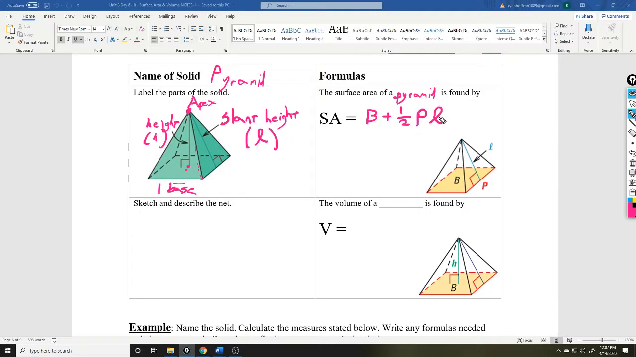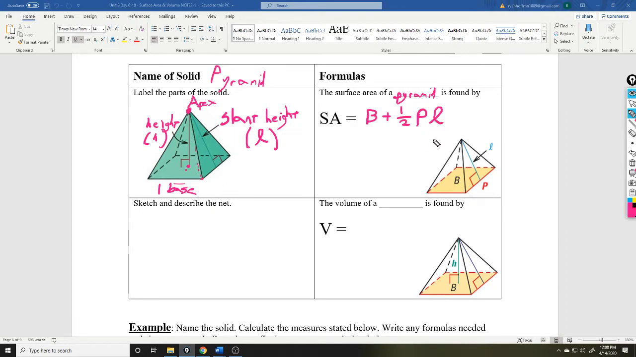and you can look back at the difference between the formulas. Remember that the surface area of a prism had twice the area of the base. Why did it have twice the area of the base? Because it had two bases. So we had to double the area of the base. Not here. Here we have one base, so we need one area of the base.